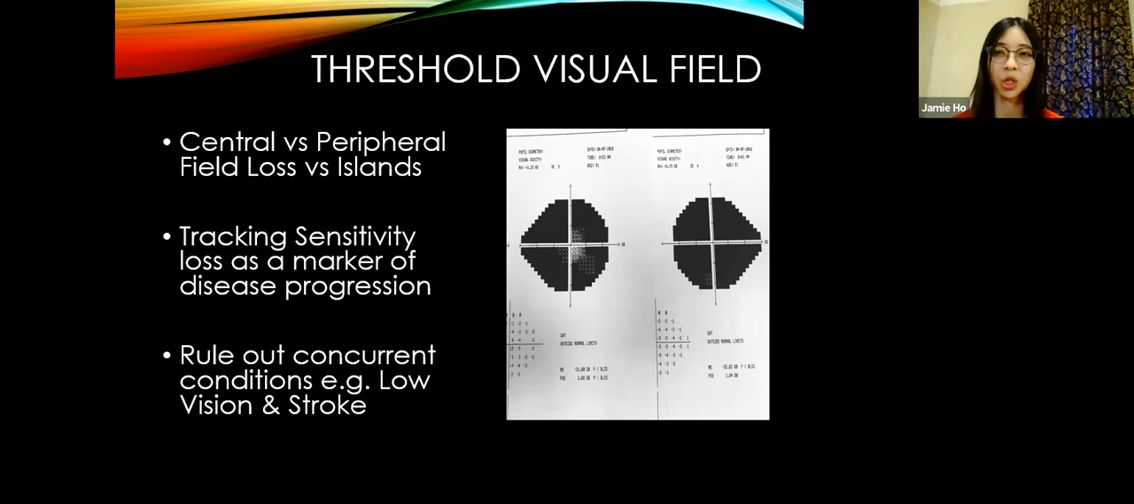So this is a threshold field. Most of you are familiar with this. Most of us use this for glaucoma and to look at other eye diseases. I wanna look at central versus peripheral field loss.